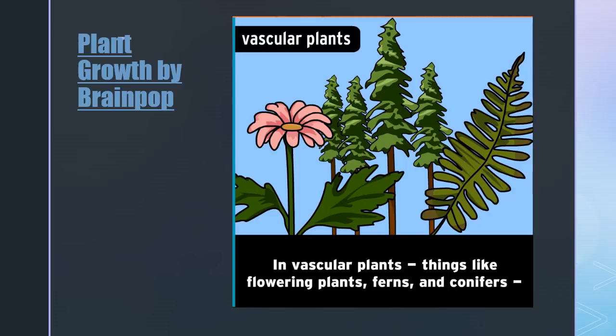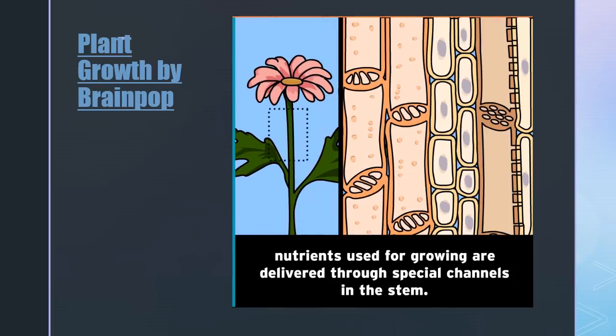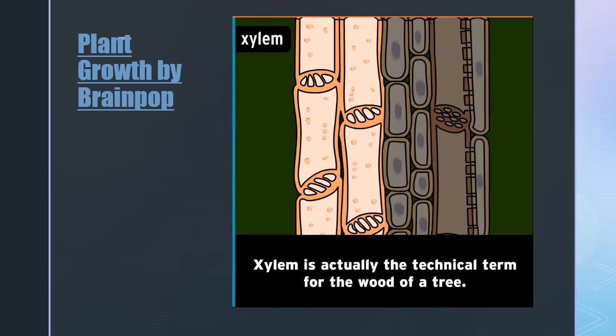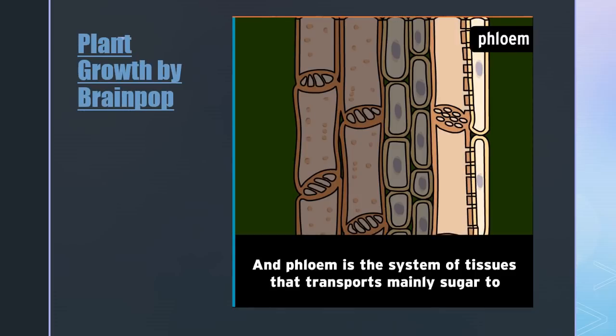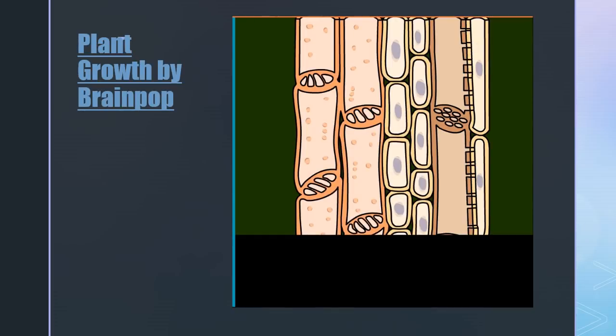In vascular plants, things like flowering plants, ferns, and conifers, nutrients used for growing are delivered through special channels in the stem. Xylem is the system of tissues that delivers water and mineral nutrients up a plant stem. Xylem is actually the technical term for the wood of a tree. And phloem is the system of tissues that transports mainly sugar to all different parts of the plant so it can live and grow. Well, yeah.